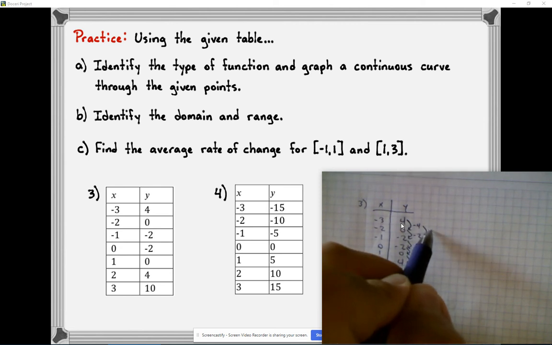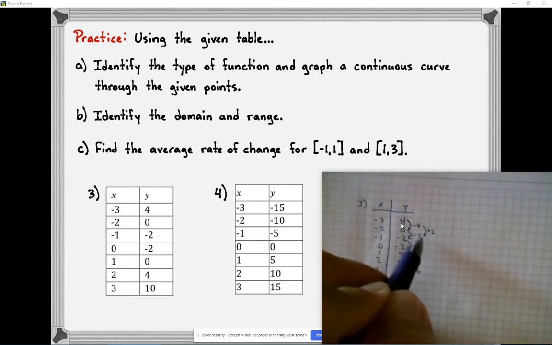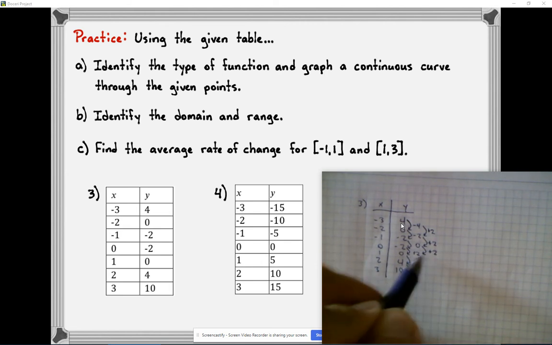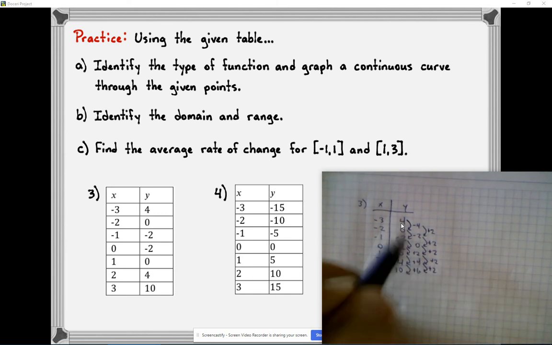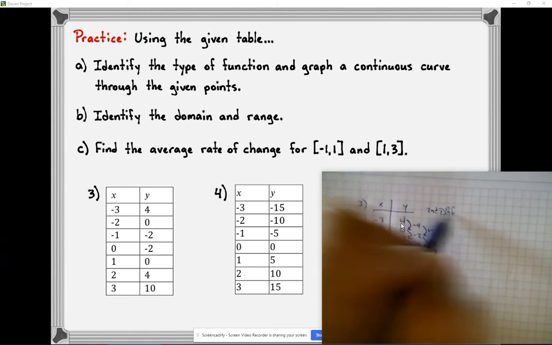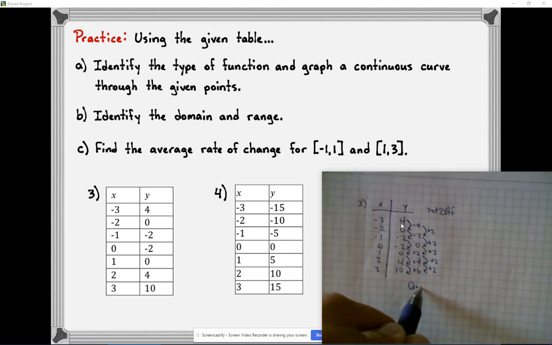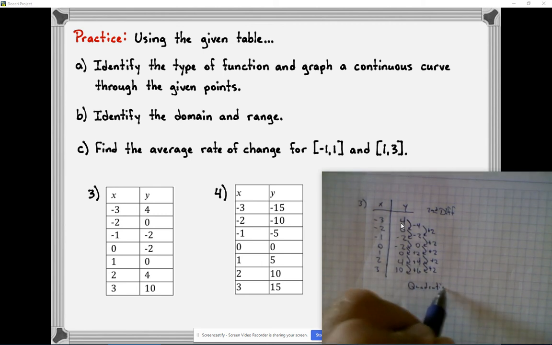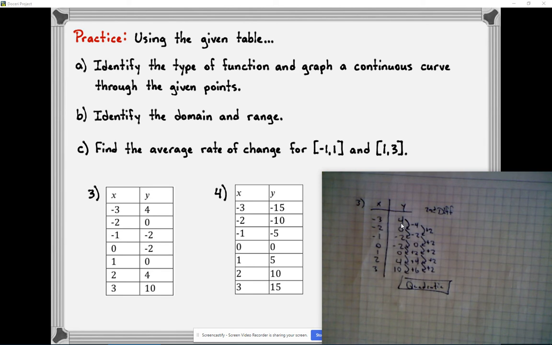So let's check our second difference. From negative 4 to negative 2 is up 2. Then from negative 2 to 0 is up 2. From 0 to positive 2 is up 2. From 2 to 4 is up 2. And from 4 to 6 is up 2. So we can see because the second differences are the same, this is going to be a quadratic function. Okay, so that's part A.